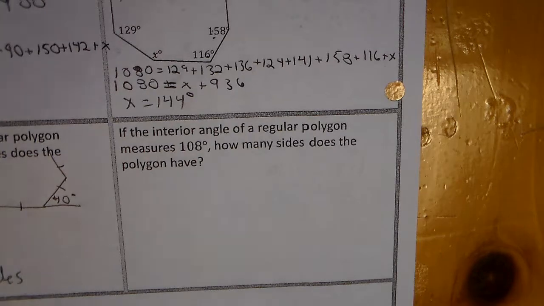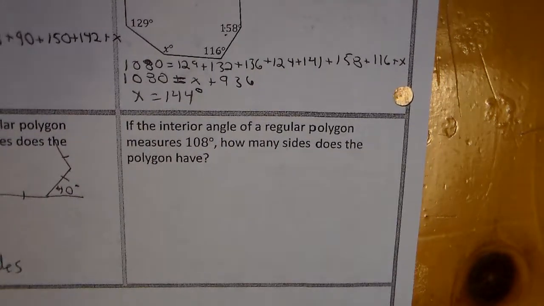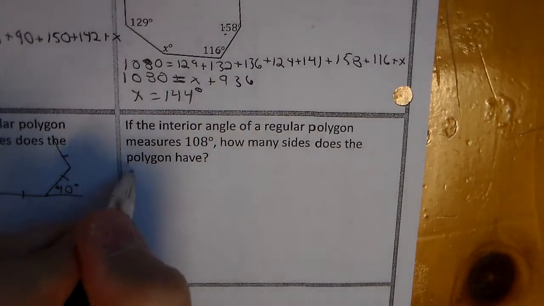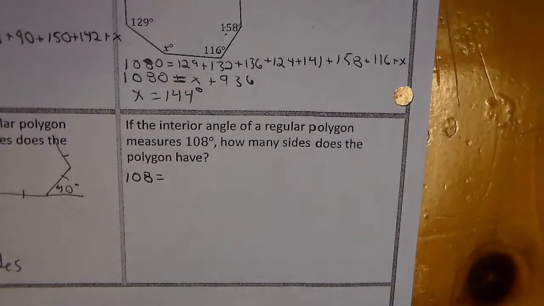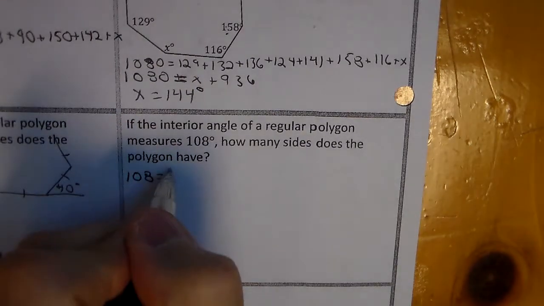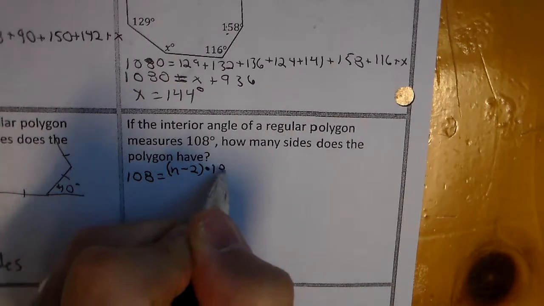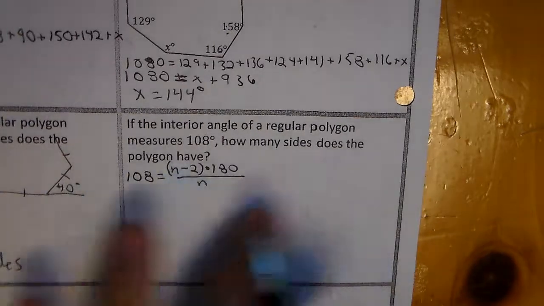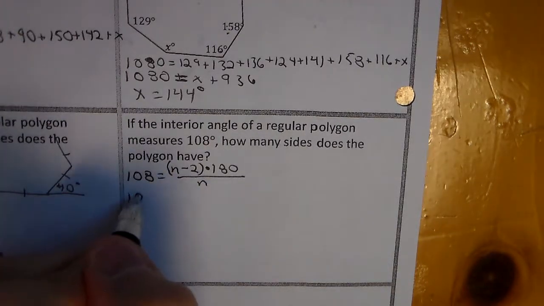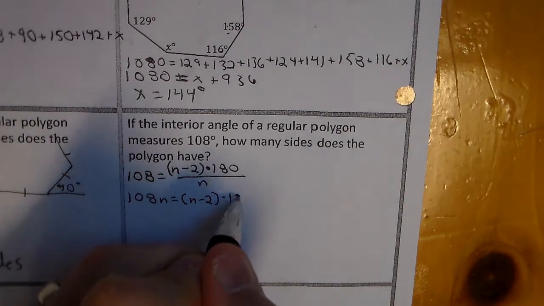Last problem, if the interior angle of a regular polygon measures 108 degrees, how many sides does the polygon have? I'm going to show you two ways you could solve this. So first off, let's use the rule. So 108 is equal to what each angle for the interior is. So we're going to go n minus 2 times 180 over n, and we're going to solve for n. First thing, we're going to multiply over n to both sides, so I get 108n equals n minus 2 times 180.